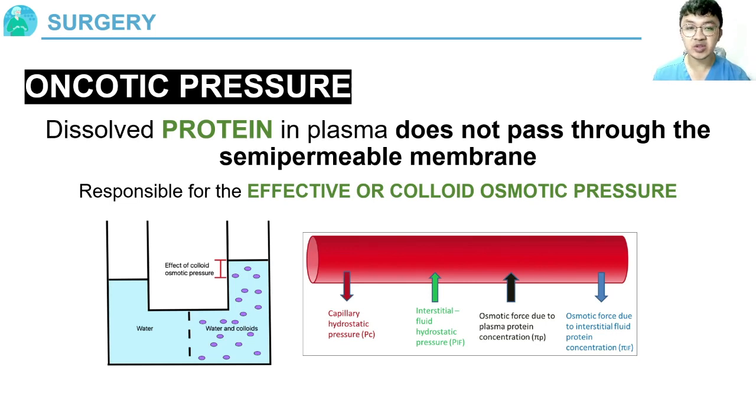So your oncotic pressure is only one of the 4 major Starling forces that control water transmission in your capillaries and tissues. So the other parts of your Starling forces include your capillary hydrostatic pressure, your interstitial fluid hydrostatic pressure, the interstitial fluid osmotic pressure, and again our capillary or plasma protein osmotic or oncotic pressure.